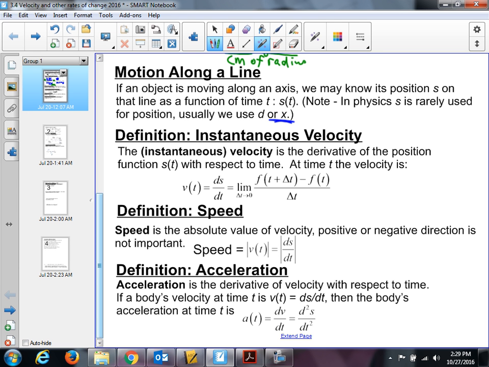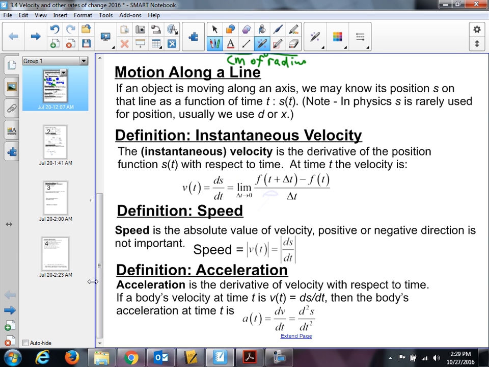Definition of instantaneous velocity. The velocity at an instant, right, is the derivative of that s function. Sure, it's defined with a limit, but every time you're doing a derivative, you guys realize you're actually doing a shortcut for a limit. Keep that in mind.